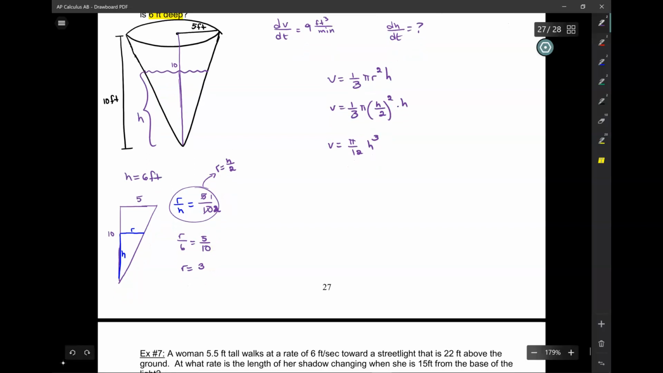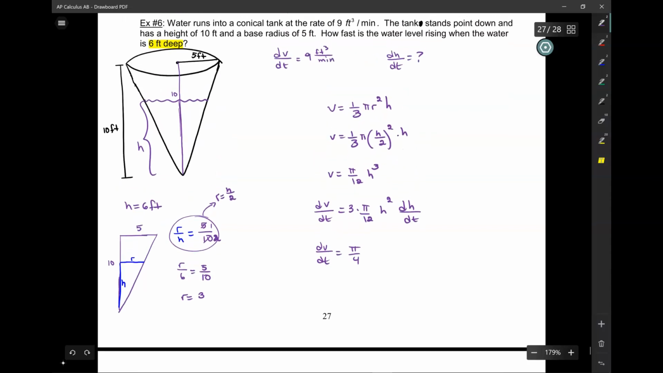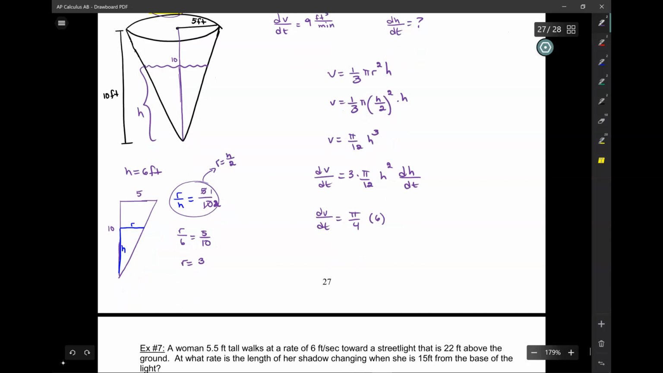Okay, so now let's take a derivative. dV/dt is equal to, the 3 will come down, times pi over 12, H squared, dH/dt. So dV/dt is pi over 4, H squared. Do we have the value for H? Here, highlighted, 6 feet deep, right? 6 squared. And what's dH/dt? That's what we need to find.